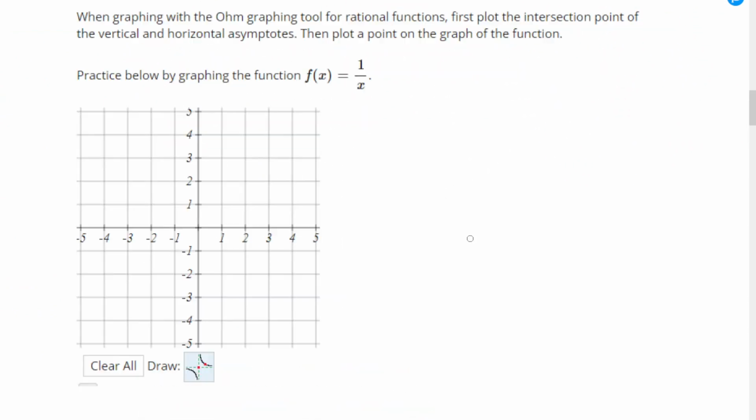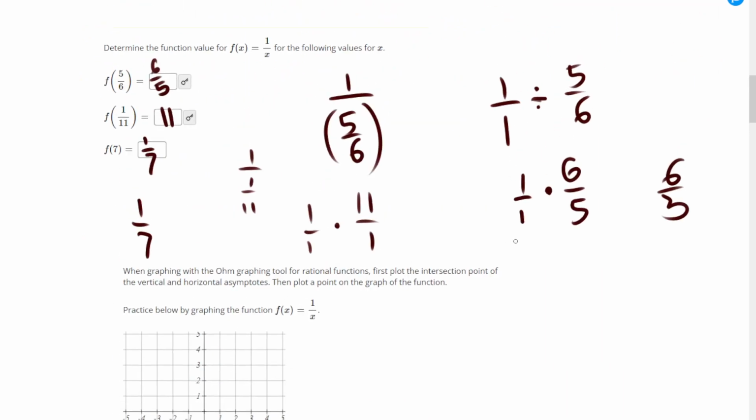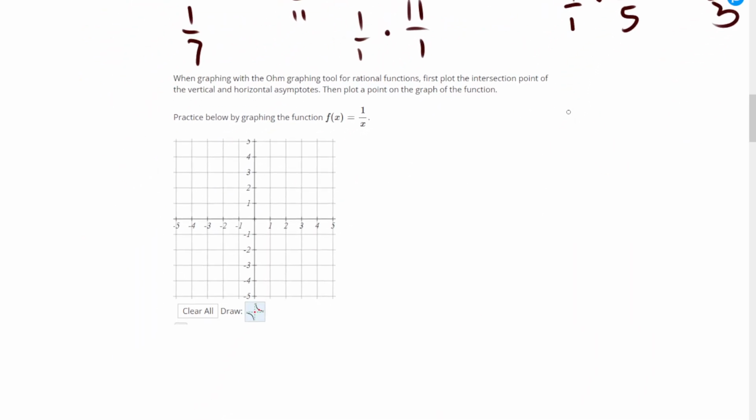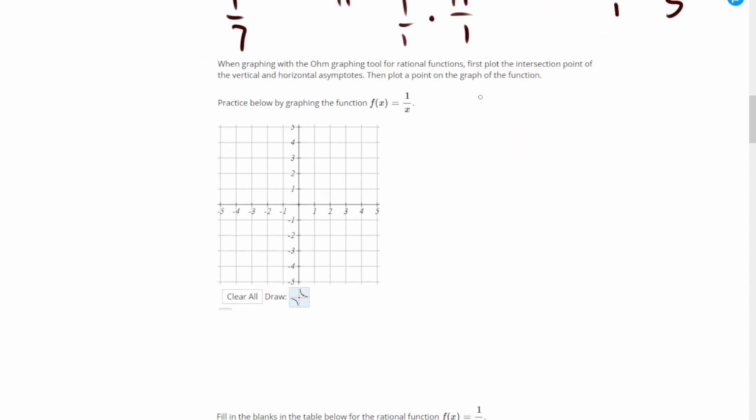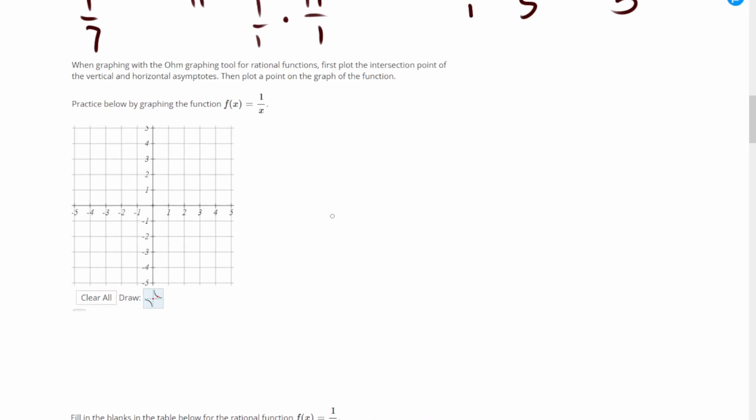Okay, so going into the next problem that doesn't deal with this anymore. It's saying when graphing with the Lumen graphing tool for rational functions, this is mostly for the people who have to use Lumen. First, plot the intersection point of the vertical and horizontal asymptotes, then plot a point on the graph of the function. Now, don't worry too much about that jargon. I will explain now. So we have our function f of x equals 1 over x.